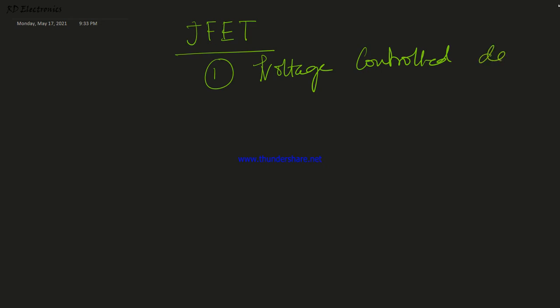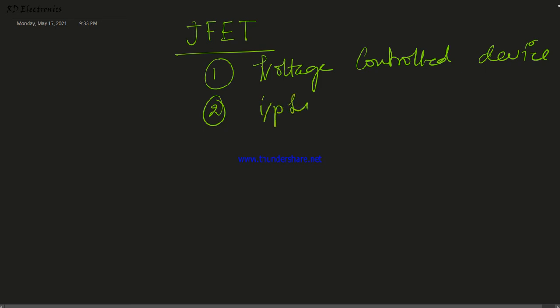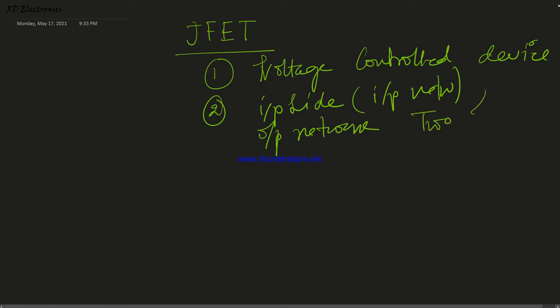First of all, in a JFET, basically there are two electric fields at work. One is created from the input network, and another electric field is created from the output network. That's why it is known as a two-field device. That's why JFET is also known as an electric field control device.